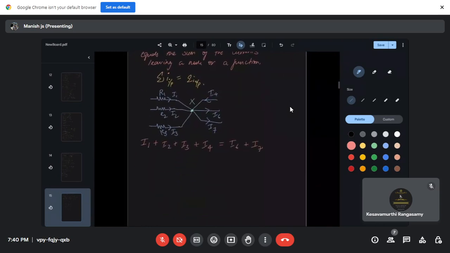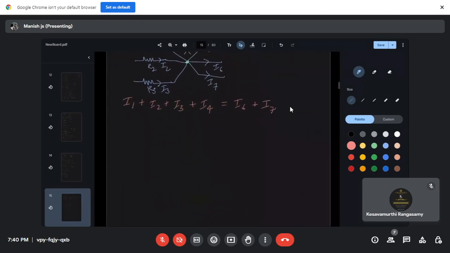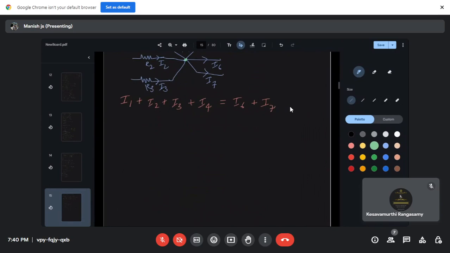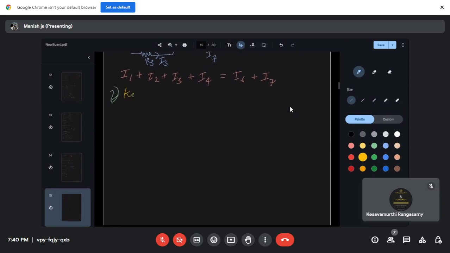Quite simple. Now I'll introduce you to the second law. The second law is called Kirchhoff's voltage law. It is also called shortly as KVL. So that is the second law. Let me just write it here. The second one is Kirchhoff's voltage law. It is also called KVL.